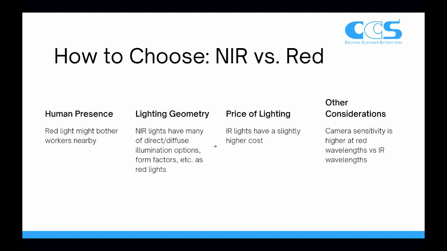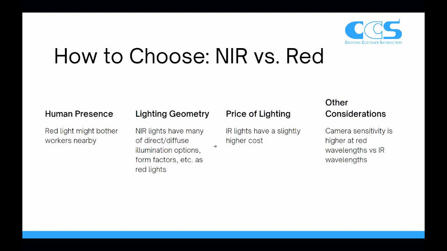So if both applications work, how do we choose between NIR or IR light and red light? One thing is human presence. Red light, especially if it's strobing, might bother workers nearby. So if you can pick between the two and there's going to be an operator standing right there, using IR light, they won't see it. It won't affect them performing any of their operator duties.